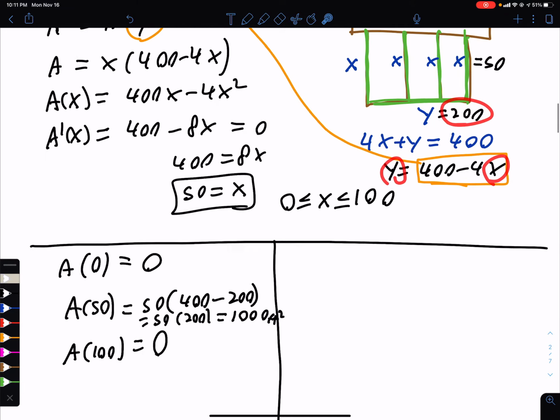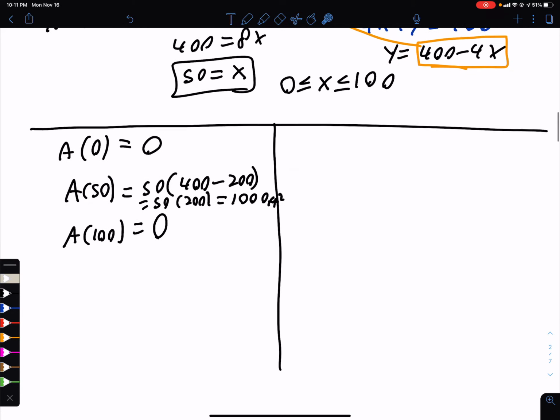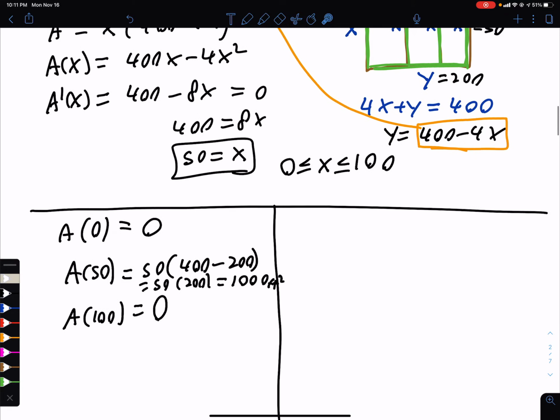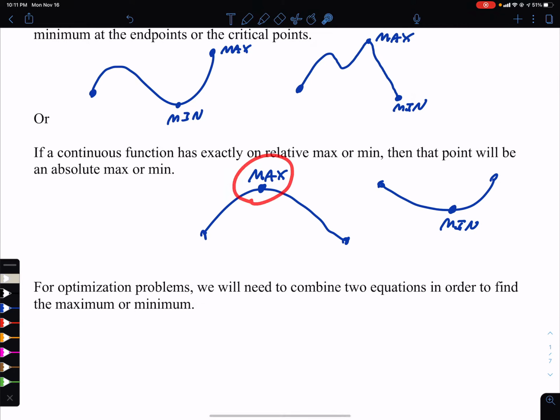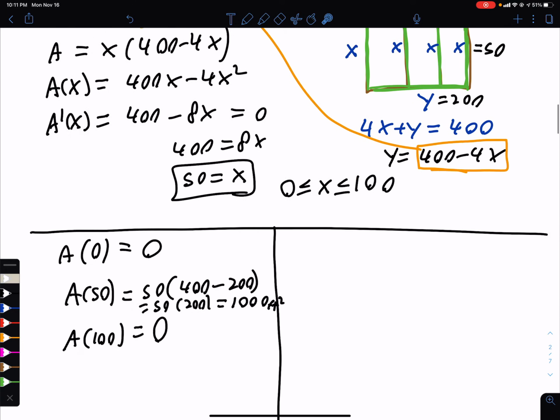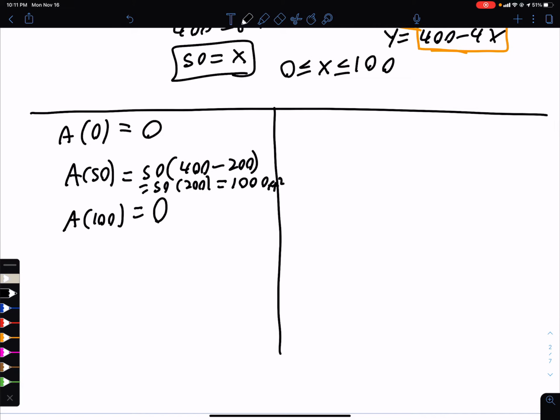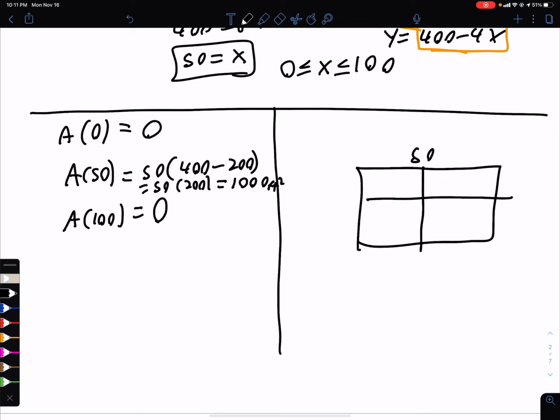Okay, the other way to find maximum or minimum is to use this theorem. If I only have one relative max or one relative min on a continuous function, that will be the absolute max or min. So I could check for relative min at 50 or relative max at 50. That's x. I want the derivative because that tells me if I have a relative max or min.